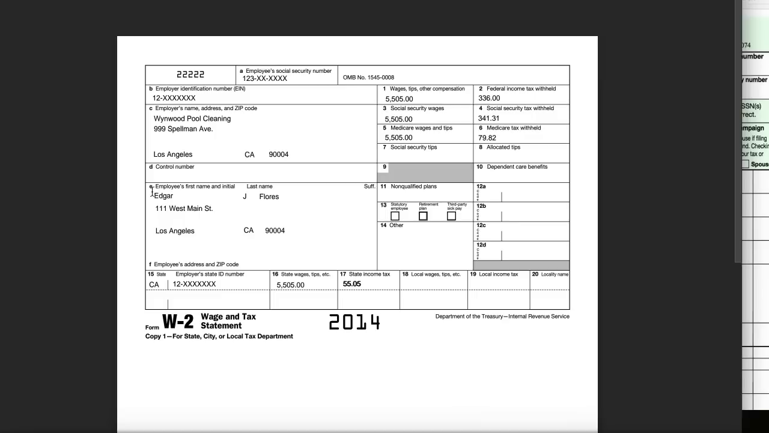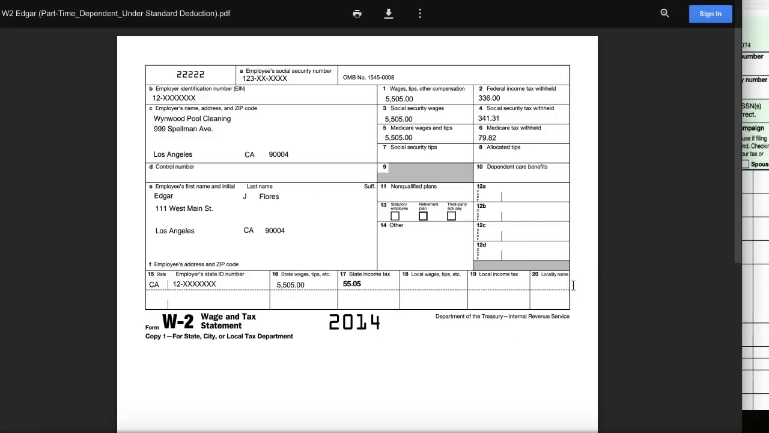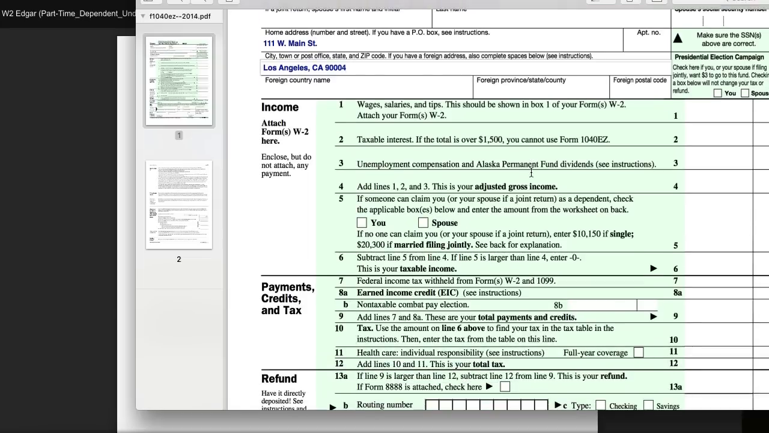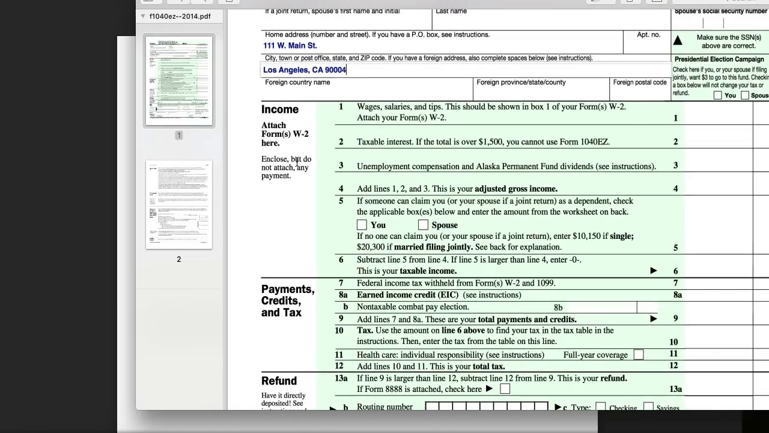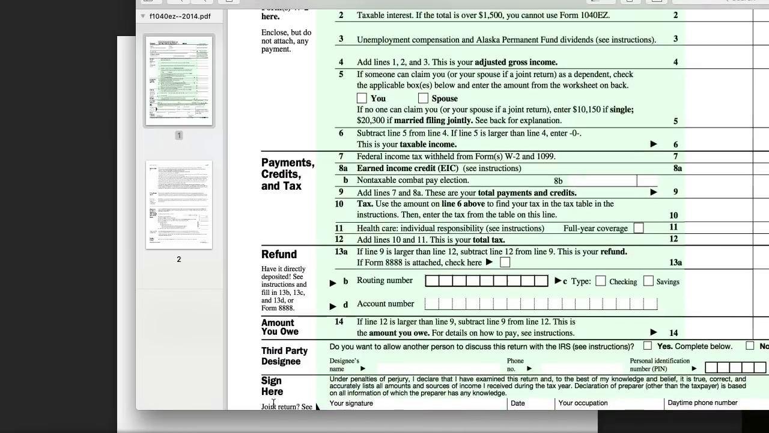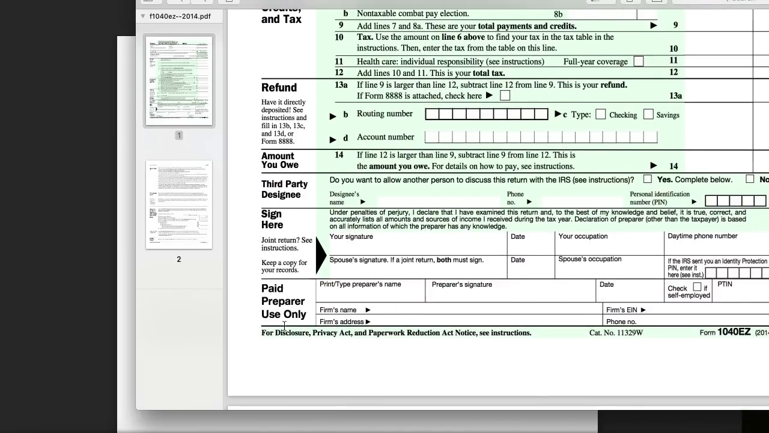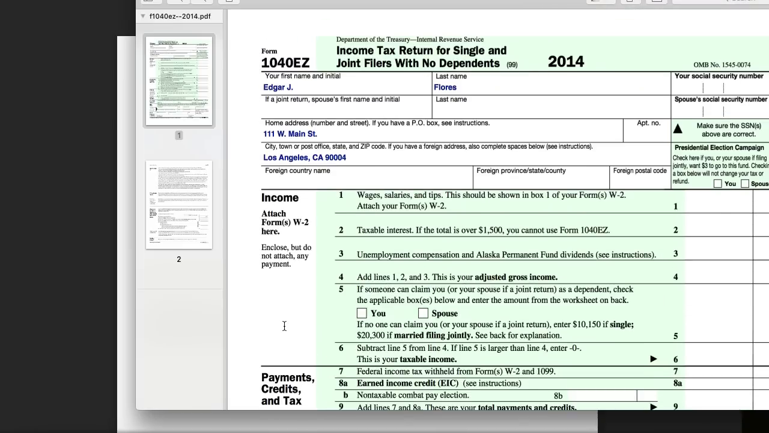Okay, so the next thing that we're going to do is start to enter in our information. You'll notice that the 1040 EZ is blocked off into some different sections based on the information that you are going to be filling out. First, it has the income information. It's asking you how much you made in the previous year, if you had any payments, credits, and tax, and then if you are going to have either a refund or the amount that you owe, which I will explain what that really means in just a second.